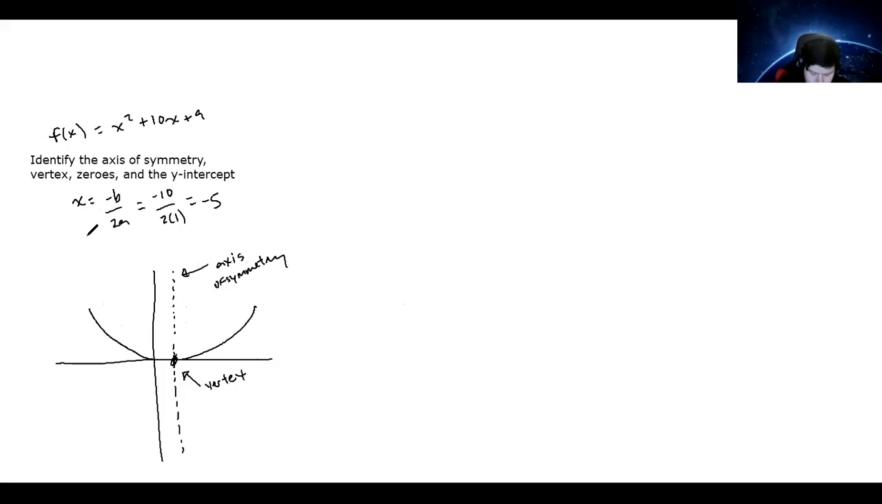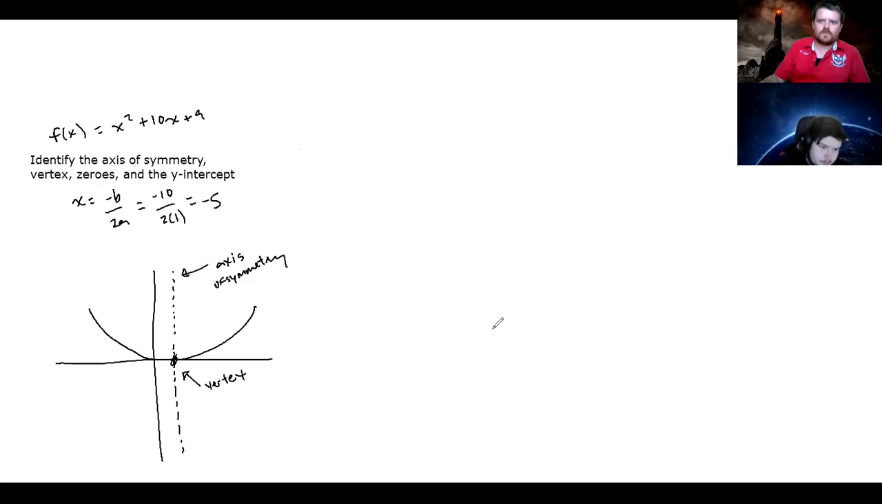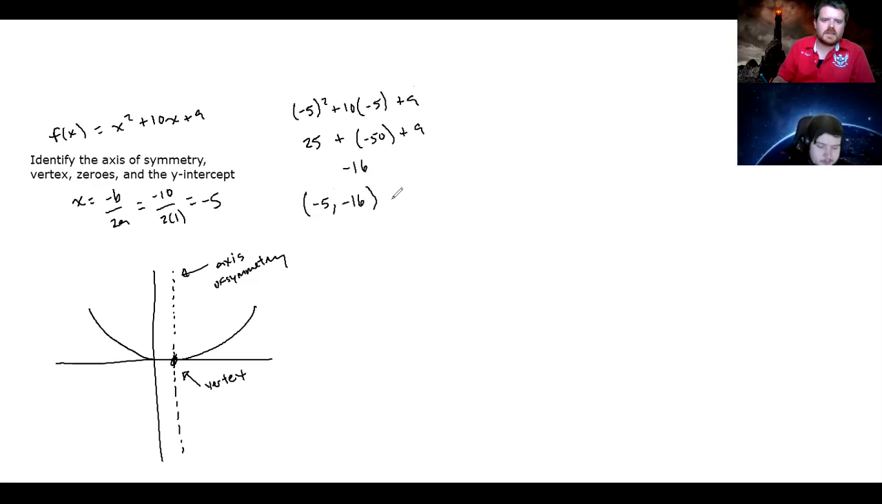I need to identify the vertex. So the vertex is on the axis of symmetry. So I know it's going to be -5 comma something. So then what I would do is plug in the -5 for both x values: -5 squared plus 10 times -5 plus 9. Being careful with signs, I get 25 plus -50 plus 9, which is -16. So my vertex, therefore, is at -5 comma -16.